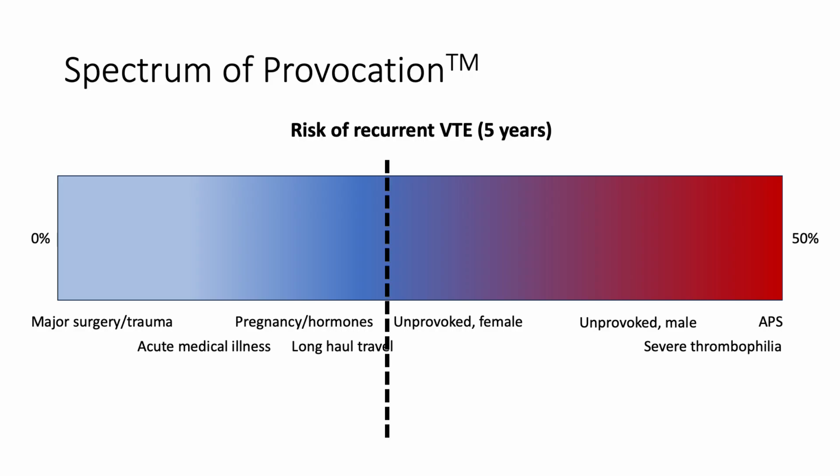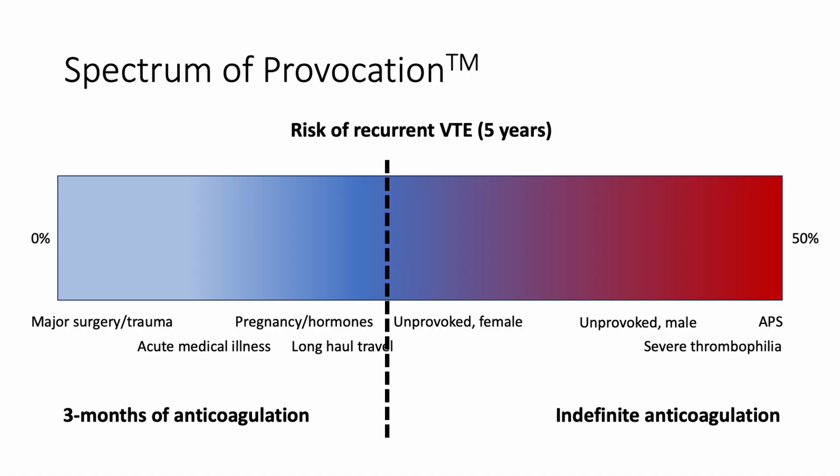But we kind of had to just pick an arbitrary line, which we're saying is those minor transient risk factors. And on one side, we treat them for 3 months, and on the other side, we do indefinite anticoagulation. And I think we'll do more studies in the future that will help us maybe be a little bit more nuanced about this.